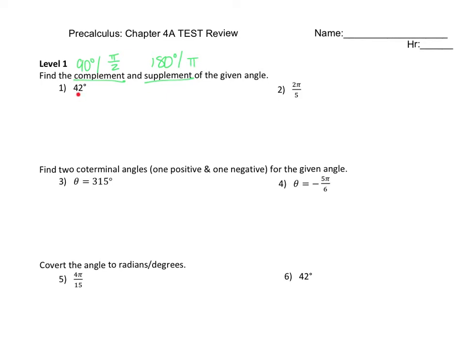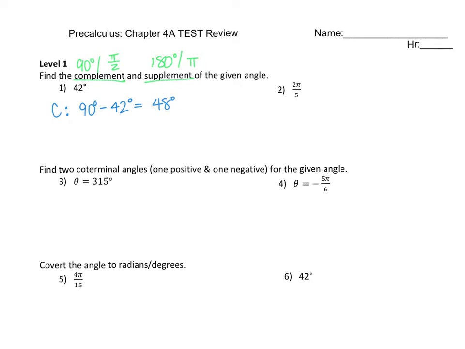Now here we're given one in degrees and one in radians, so let's go ahead and find the one in degrees. So if I want to find something complementary to 42 degrees, I would just go ahead and take 90 degrees and subtract 42 from it. And if I were to subtract, I get 48 degrees. So that would be my complementary angle.